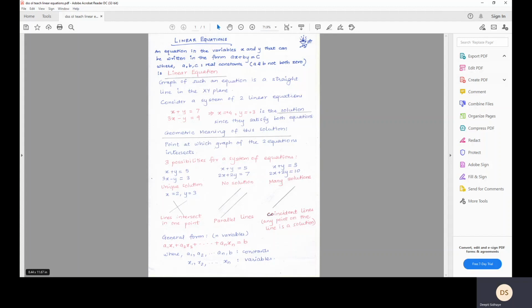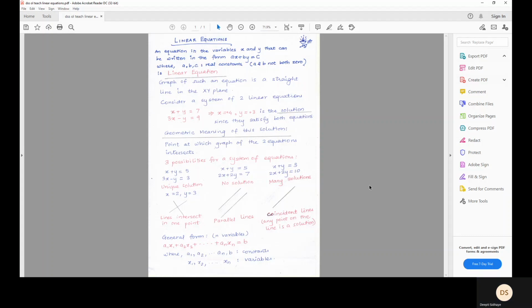When you start learning about linear algebra, one of the most important topics that you need to start with is linear equations. So what are these linear equations? Well, the name linear is crucial here. So it's basically an equation, you can say in the variables x and y, that can be written in the form ax plus by is equal to c. We are limiting here to two variables, and a, b, c are real constants.